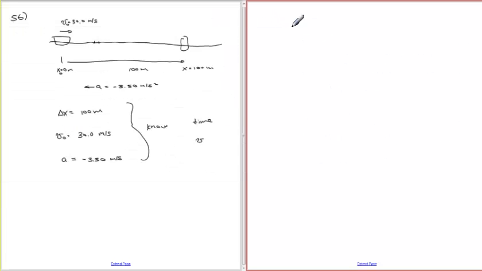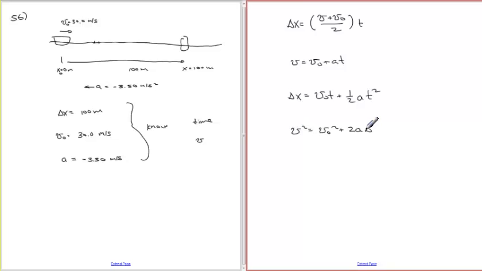So let's add another page. Write the equations down. Delta x is equal to (v plus v0) divided by 2 times t. v is equal to v0 plus at. Delta x is equal to v0 t plus 1/2 a t squared, and v squared is equal to v0 squared plus 2a delta x. So those are the four equations.